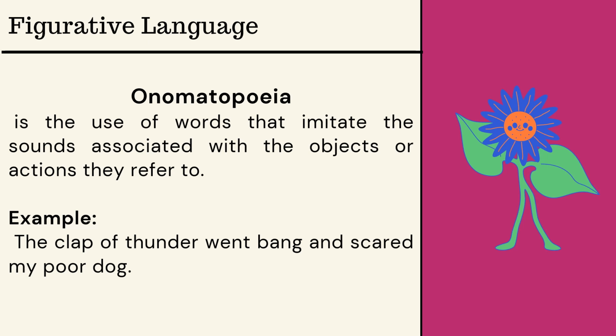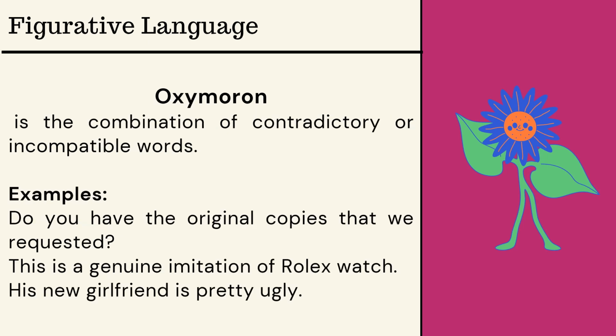Okay, it's onomatopoeia. The bark of the dog, the chirp of the bird. It has something to do with sounds, imitating the sounds that are associated with objects, animals, or things, or the actions that they do. Clap of the hands, onomatopoeia, it sounds. Okay? Next is oxymoron.